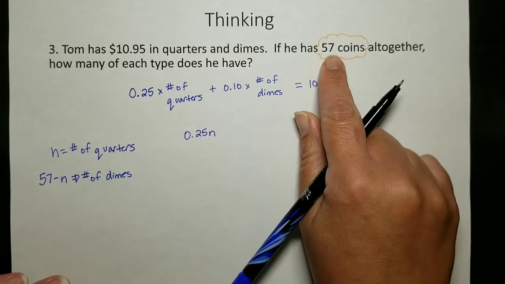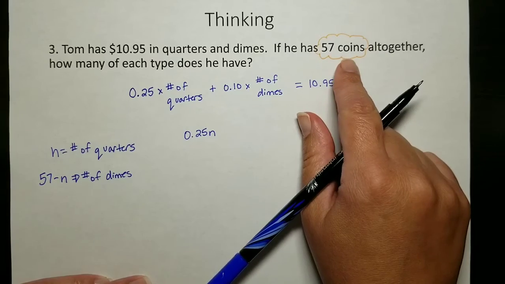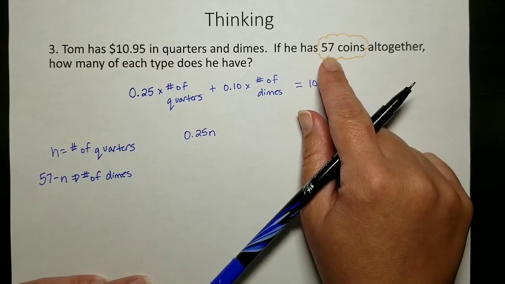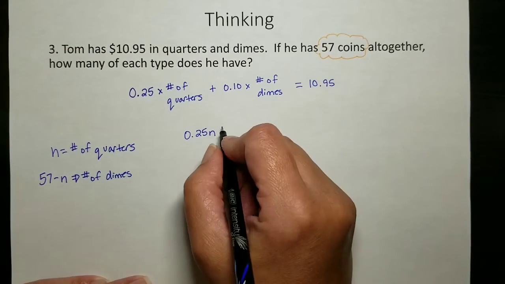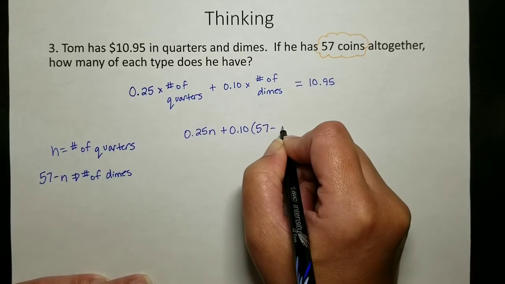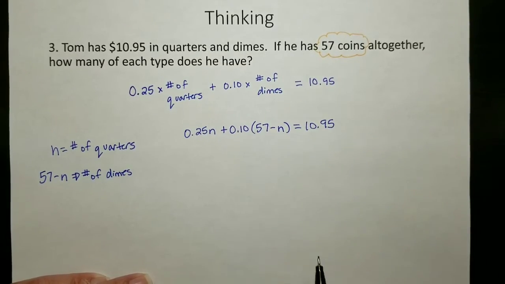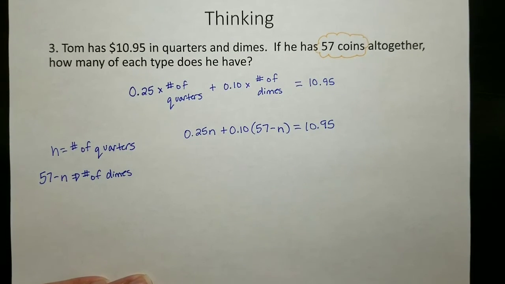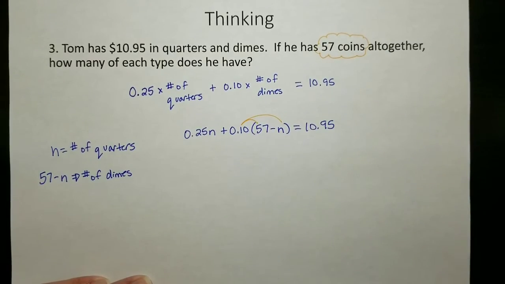Because if I had 23 quarters, you'd say 57 take away 23, you've got 34 dimes because they have to add up. So that's what I'm going to do. 57 minus n is how many dimes? So here 0.10 times 57 minus n now equals 10.95. And now this is an equation we can work with. We do have to be careful because here we've got a binomial. We have to distribute that in.